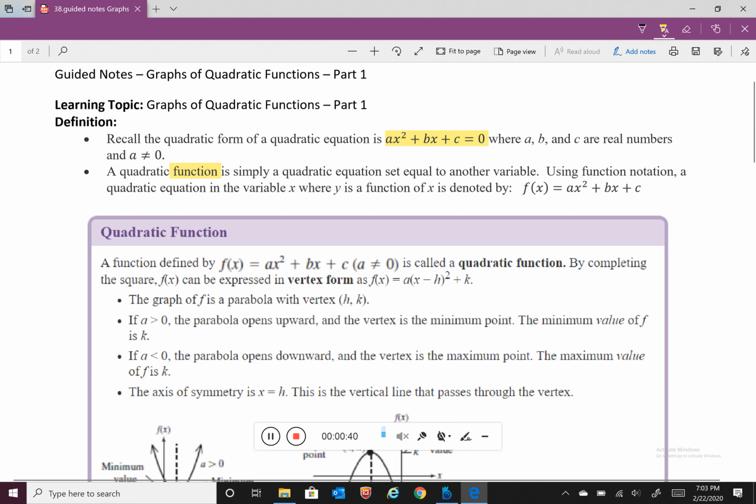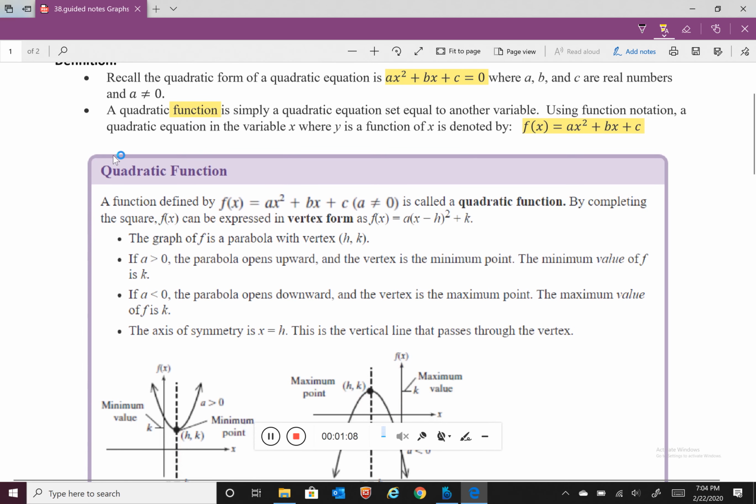So using function notation, a quadratic equation in the variable x, where y is a function of x, is denoted by f of x equals a times x squared plus bx plus c, and that follows the same rules as we have outlined for our quadratic equations, where a cannot be 0. There's another form of a quadratic function which is called vertex form, and this is something we're going to explore, as it's going to be very helpful for us in terms of understanding the structure of our quadratic function.